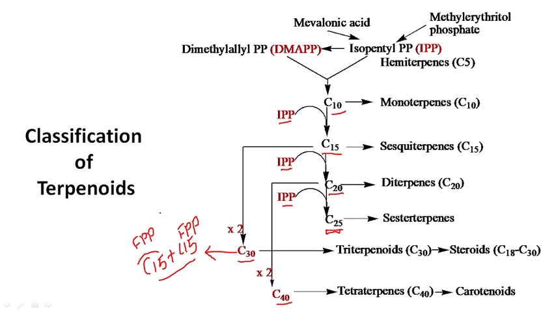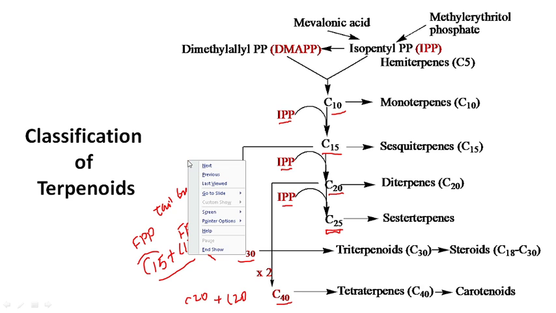another farnesyl pyrophosphate is tail to tail attachment. And in the formation of this C40 derivatives also, the attachment of one C20 derivative to another C20 derivative is tail to tail. That's another difference in between the formation of these two terpenoids, triterpenoids and tetraterpenoids.